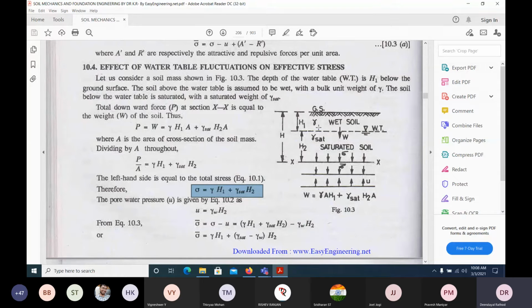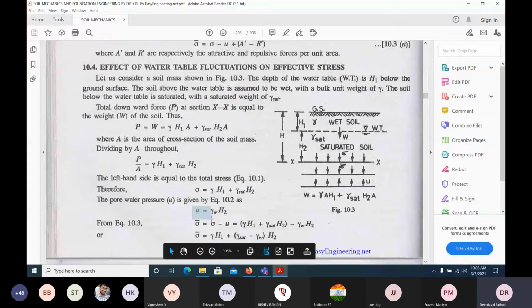Hope you got it. Gamma into H1 plus gamma saturated into H2. That sigma is the total stress. Now, how to find out the effective stress? You calculate the pore water pressure here. If you keep a piezometer at the point, the water will rise up to H2 only. So pore water pressure is gamma W, the unit weight of the water, multiplied by H2.